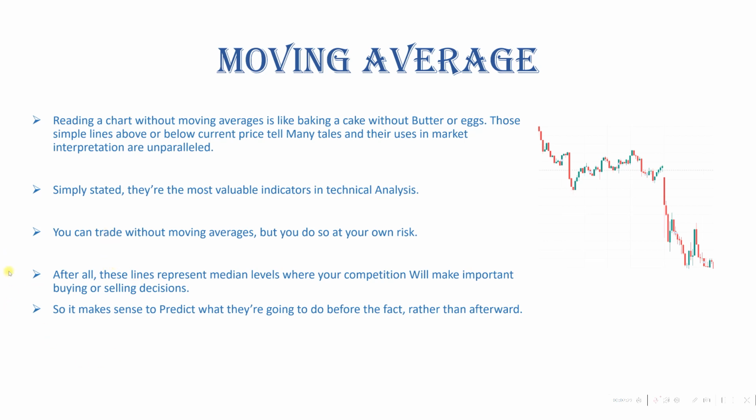After all, these lines represent the median levels where your competition will make important buying or selling decisions. Near the moving average is the place where they make important buying or selling decisions. So it makes sense to predict what they are going to do before the fact rather than afterward.